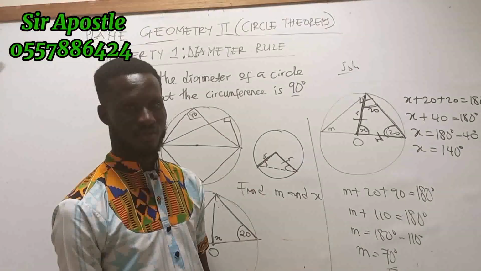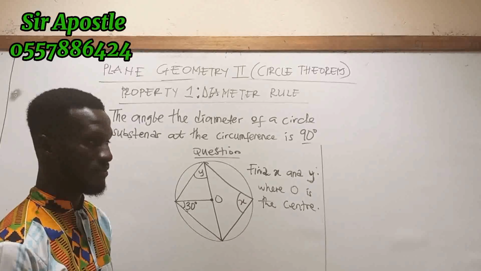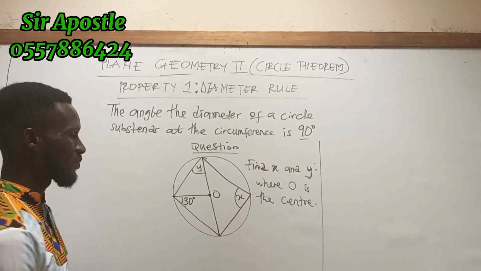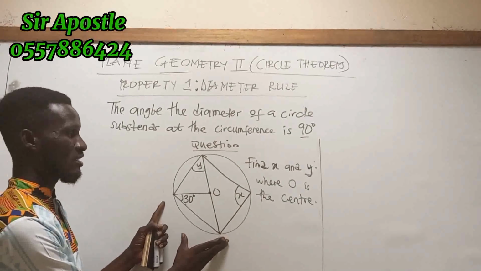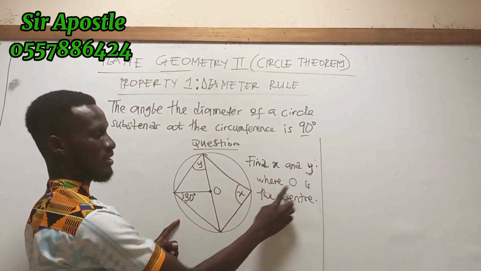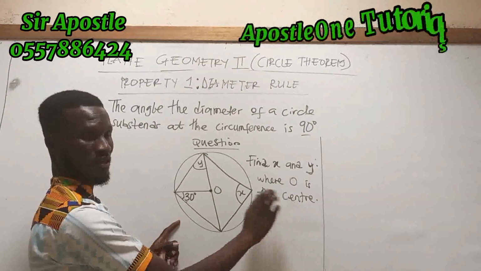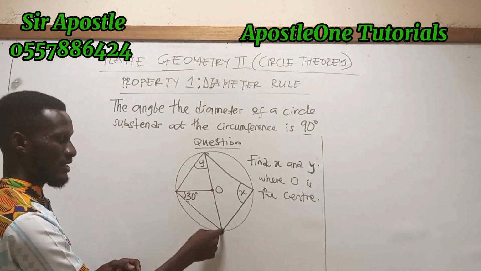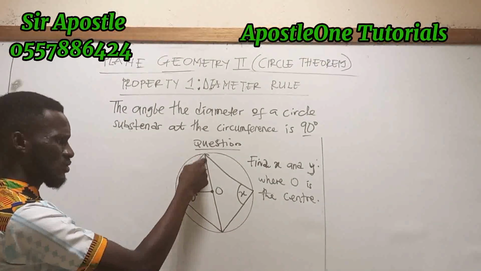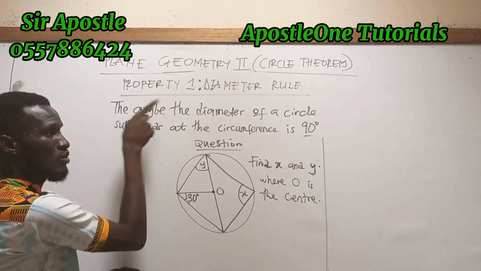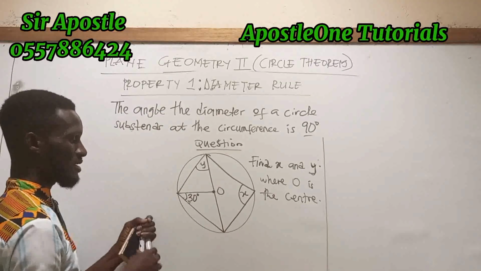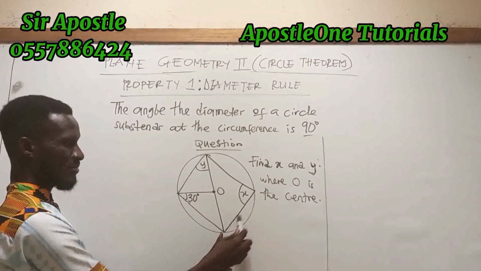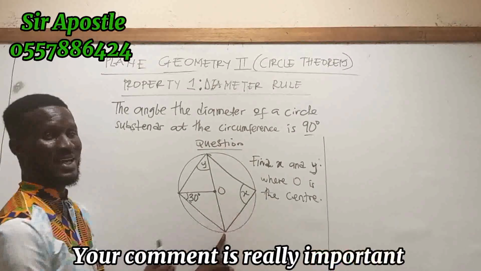Let's take another question. Okay, so let's look at this question. We have this particular diagram, and we have to find x and y, where O is the center of the circle. So O here is the center. Then this particular line is a diameter. Since this one is a diameter, per the diameter rule, this diameter forms an angle at the circumference of a circle here, so this angle is 90.